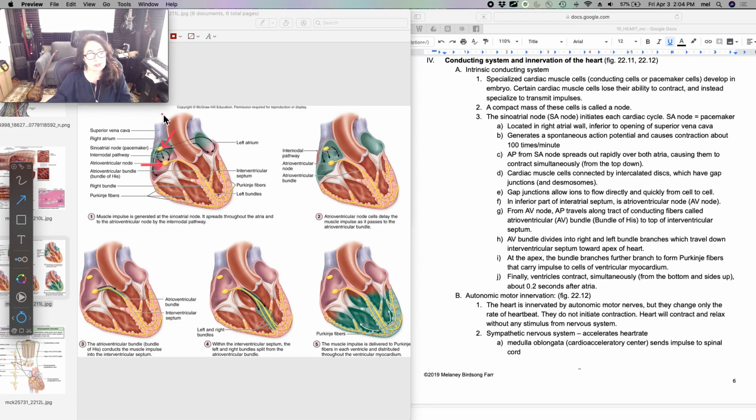This one is called the Sinoatrial Node. The Sinoatrial Node is really the boss. It is actually the pacemaker of a healthy heart. And it is going to initiate each cardiac cycle.